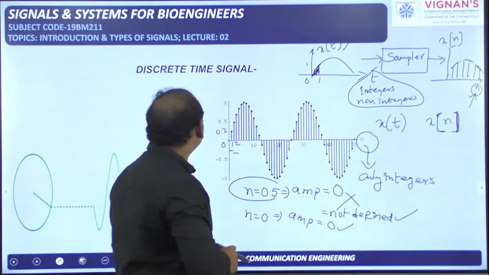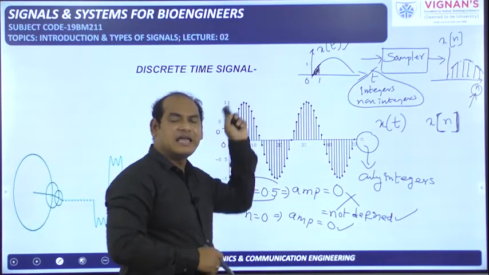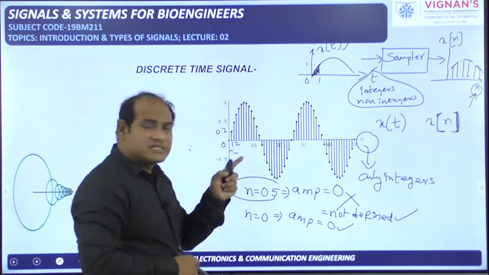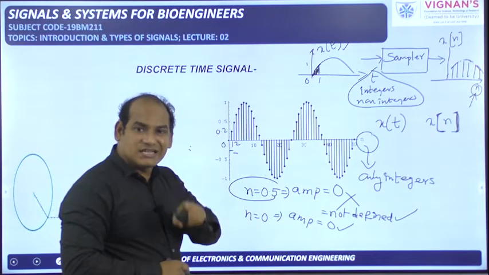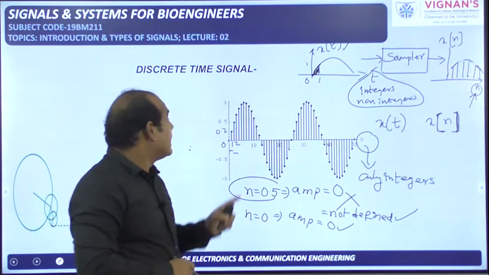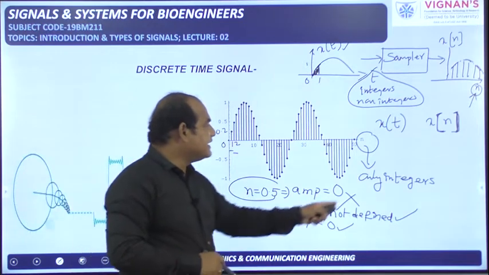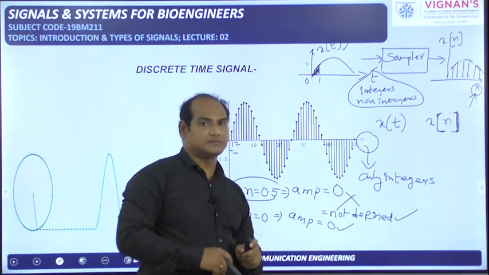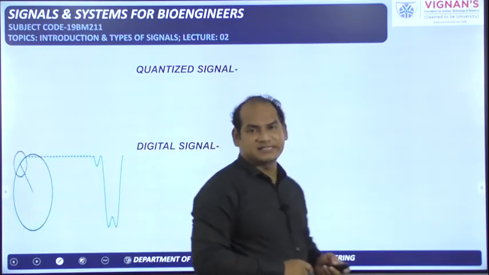Okay, so this is about the discrete time signal. Once again I am giving the definition for the continuous time signal and the discrete time signal. A continuous time signal is a signal where the amplitude is defined for integer values of the independent variable and non-integer values of the independent variable. And in case of a discrete time signal, the amplitude is defined only for the integer values of the independent variable. Okay. Now next, the quantized signal and the digital signal.